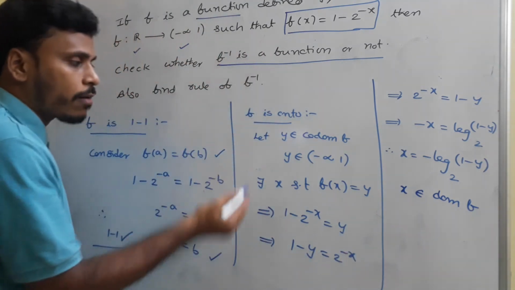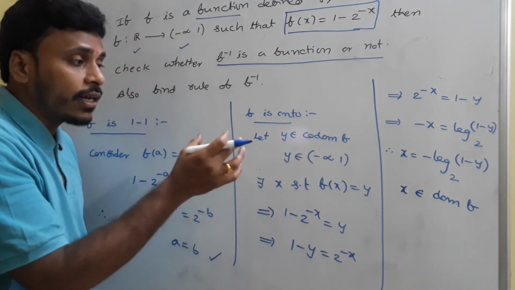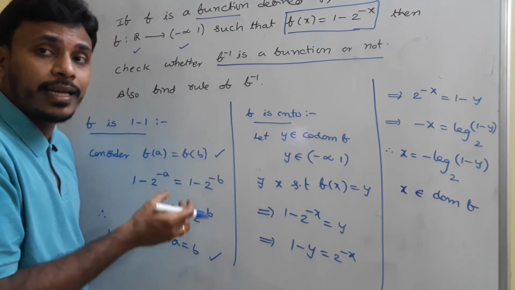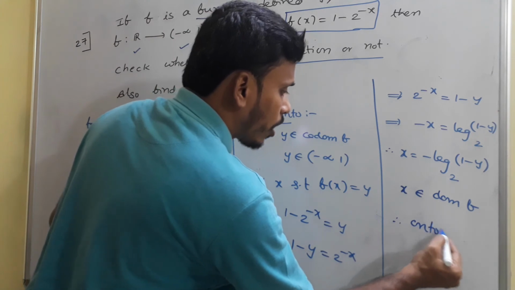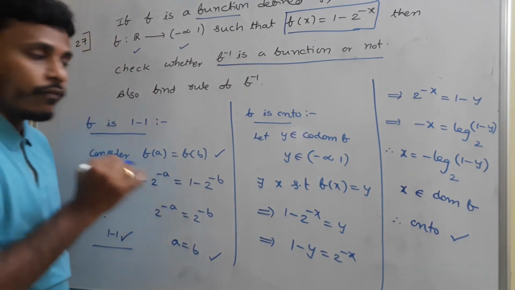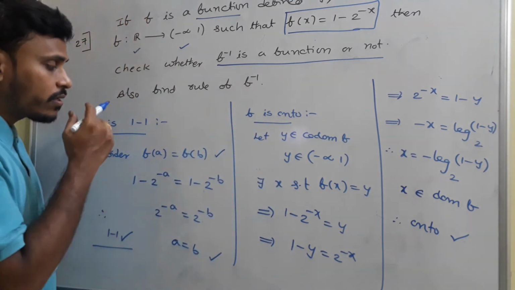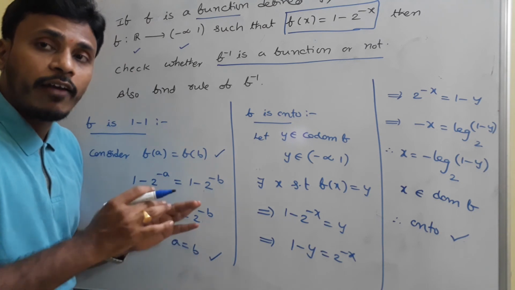So I started my discussion with an element of the codomain. At the end I conclude that its corresponding pre-image x is there in the domain, and that's why we say that this is onto. So we proved that f is 1-1, and we proved that f is onto. Since f is 1-1 and onto, it is very clear that f is a bijection.